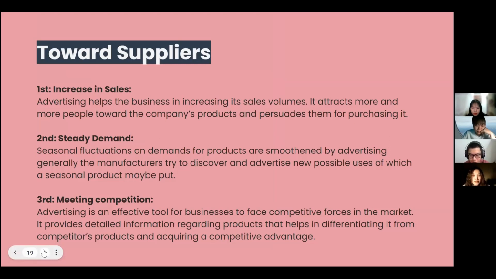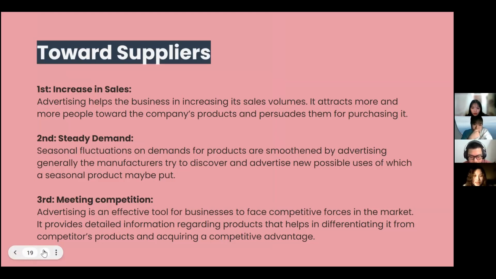Secondly, advertisement keeps steady demand. From Economics Discussion, seasonal fluctuation in demand for products is smoothened by advertising. For example, umbrellas can be used only in the rainy season, but advertising asks us to use them in summer to protect ourselves from the direct rays of the sun. Hence, the firm does not need to close its sales during the off-season.